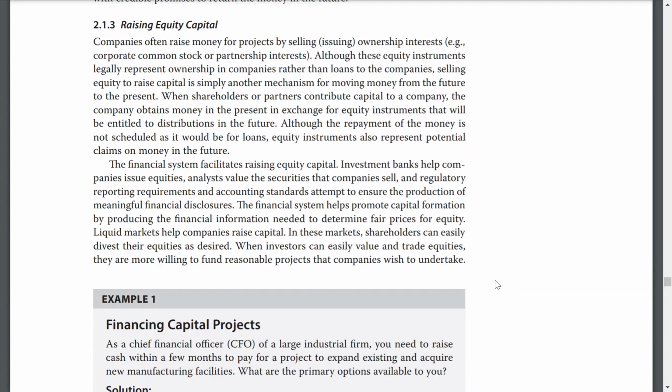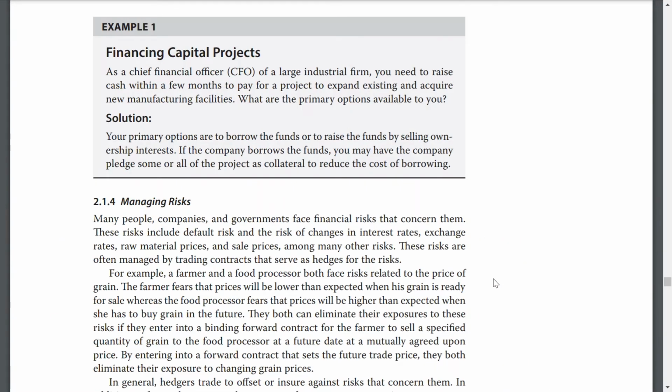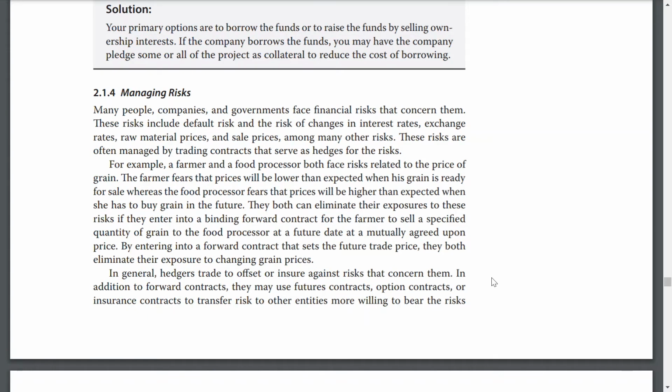Managing risk. People, companies, and governments face financial risks that concern them. These risks include default risk and risks related to interest rates, exchange rates, raw material prices, and sale prices, among many other risks. These risks are often managed by trading contracts that serve as a hedge for the risk.